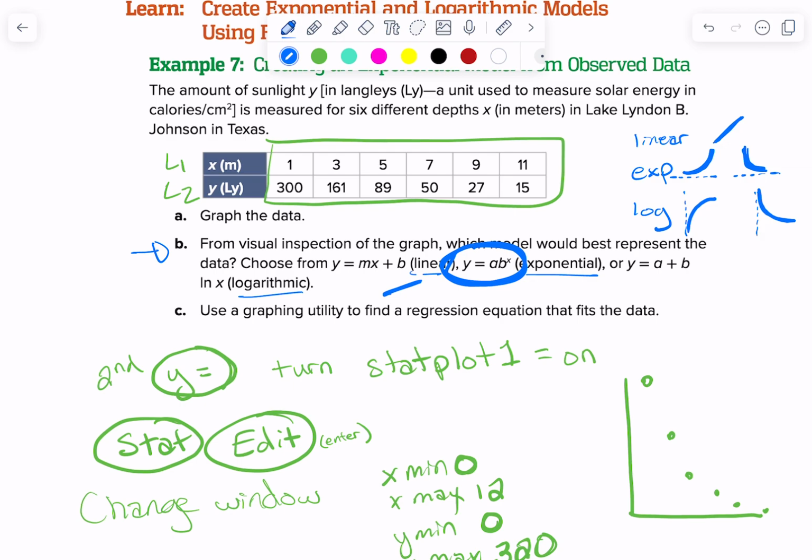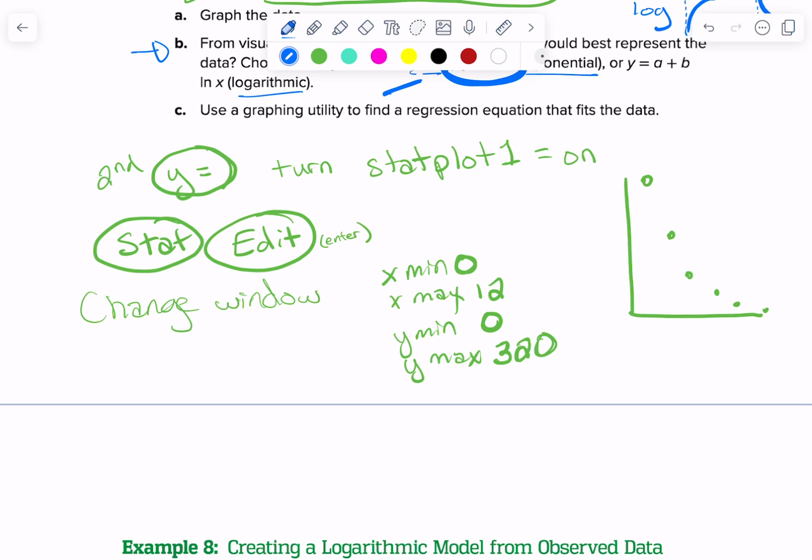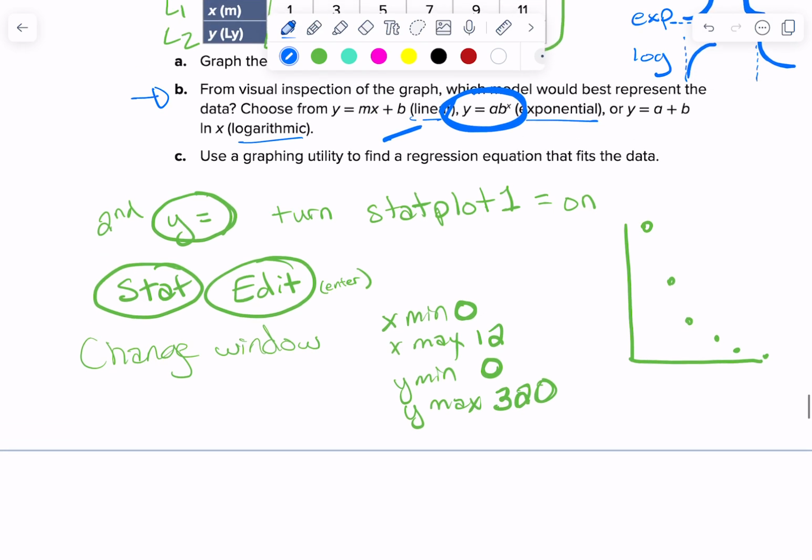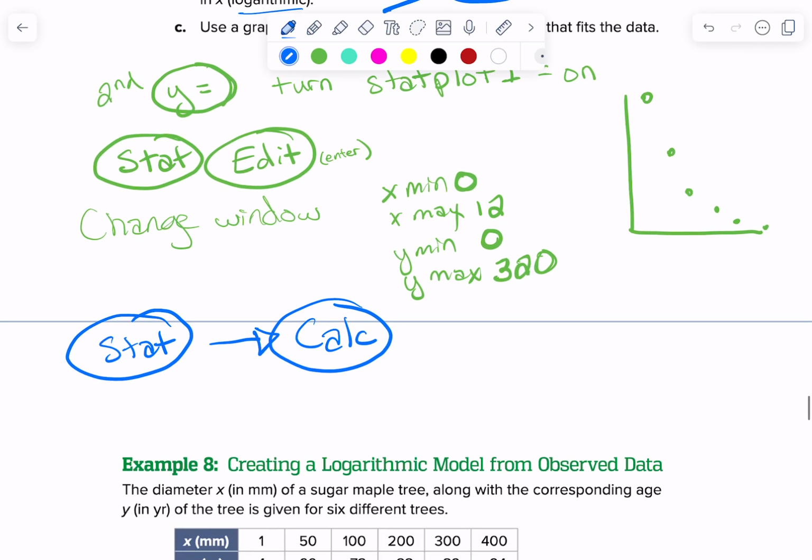If you want to put those little graphs on there, that's great. Last thing: we want the calculator to make me an exponential equation. After we change our window, graph it and make our decision, we go to stat. Go over to calc, and then go down to, which regression did we want? Linear, exponential, log? Exponential. So go down to ExpReg, and it will spit out an exponential function for you.